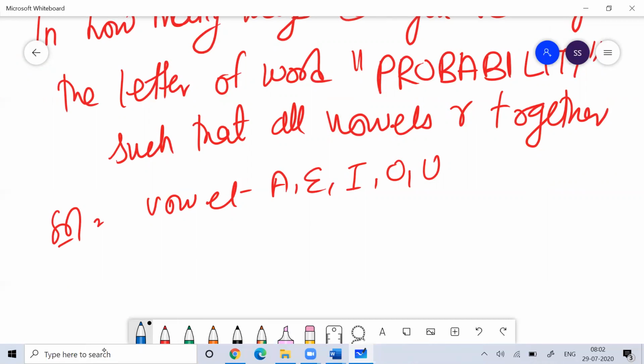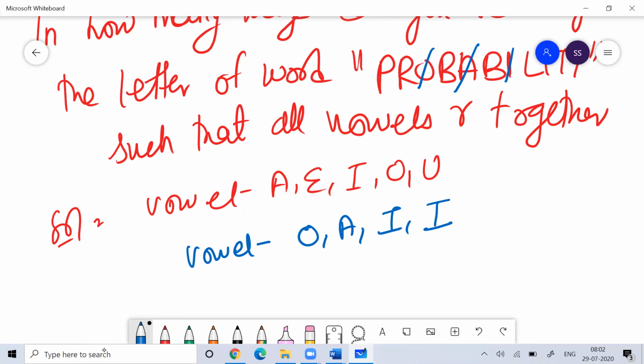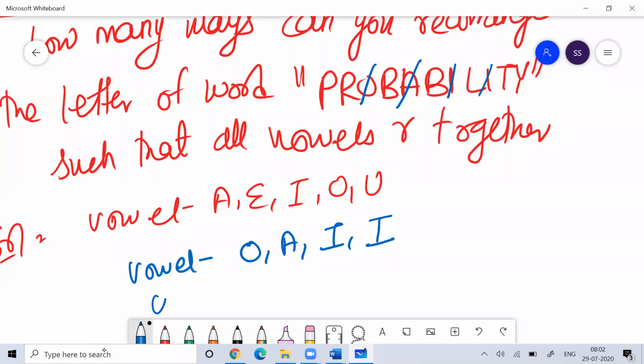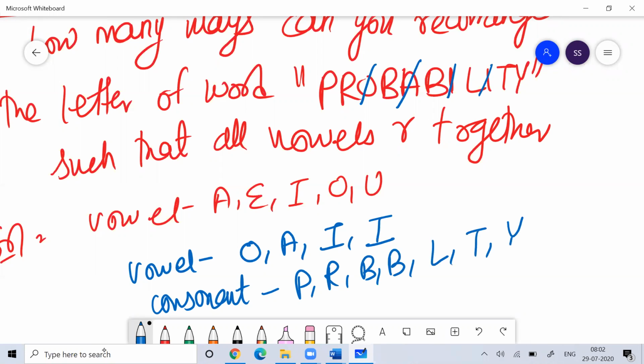So you can see how many vowels are there. The vowels are O, A, I, I. These are the vowels. And if you see, the consonants are P, R, B, L, T, Y. These are the consonants.